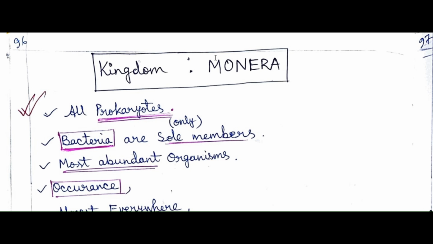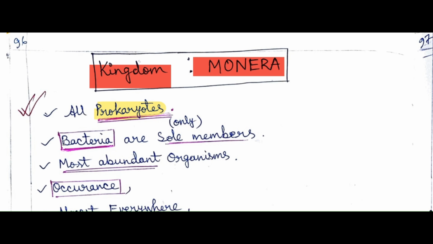We are starting with the topic Kingdom Monera of the chapter Biological Classification. We are going to revise the whole topic. So let's begin. In Kingdom Monera, we learn about prokaryotes, all of the prokaryotes.